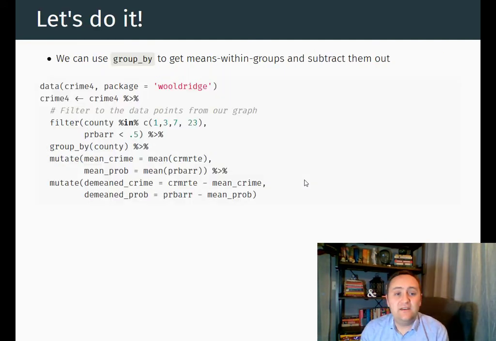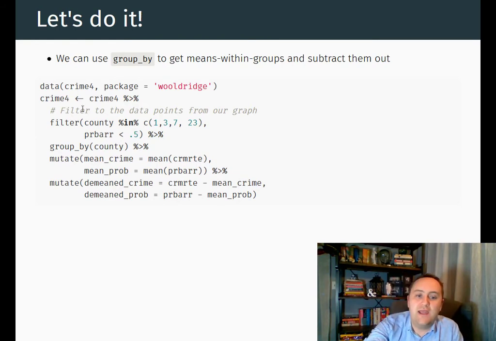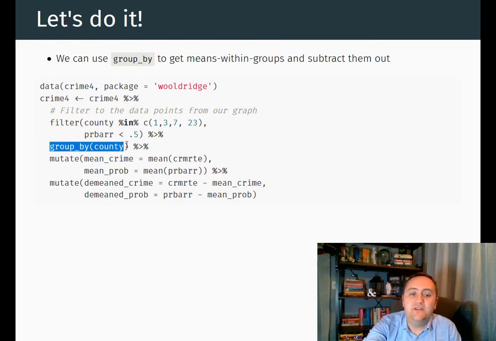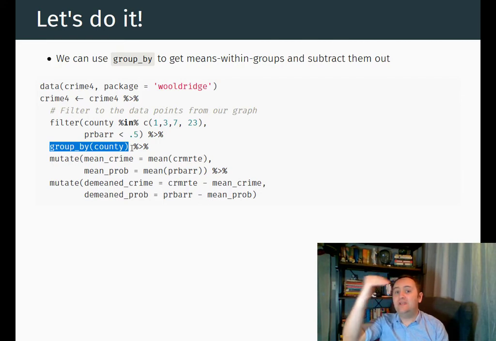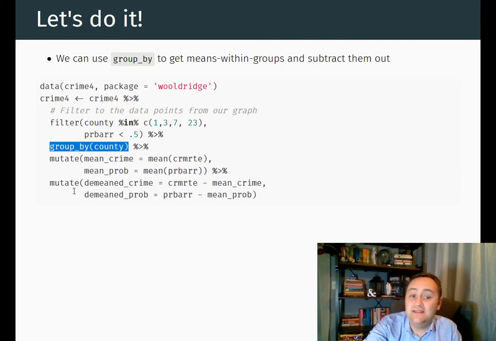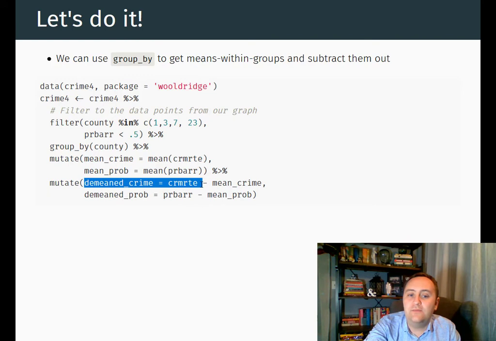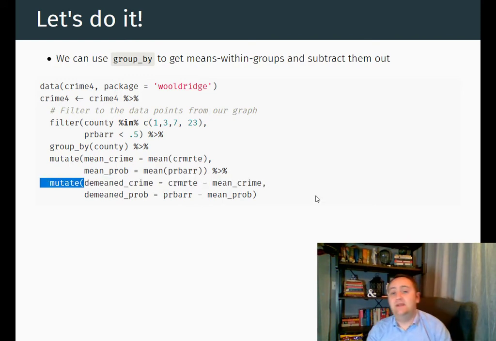You can do this by hand fairly easily using group by and mutate. So for example, here we take our crime data set, we group by county, so it's going to do the calculations by county. I can get the mean within counties by just doing mutate to get the mean of the crime rate and the mean of the probability of arrest. Because I did group by county first, it's going to calculate that mean for each county separately. Then I can get the demeaned version by simply taking the original crime rate and subtracting out the mean of the crime rate within county, and what remains is the demeaned version, which will give me the fixed effects result with all of the between variation controlled for.